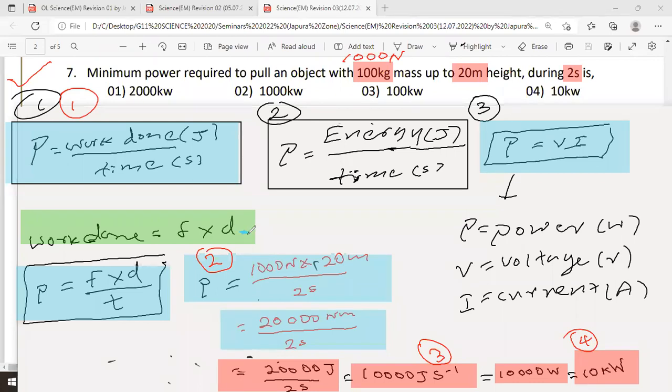So a 100 watt lamp consumes more electricity than a 20 watt LED, something like that. Therefore, power depends on both voltage and current. So what is the voltage of your domestic circuit? 230 volts. So it depends on the current consumed.